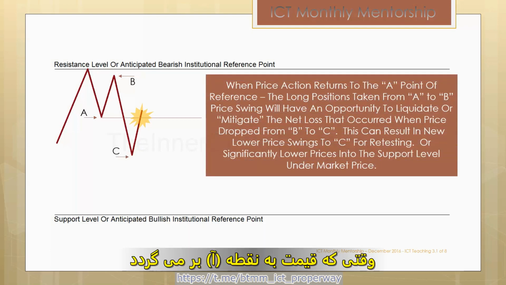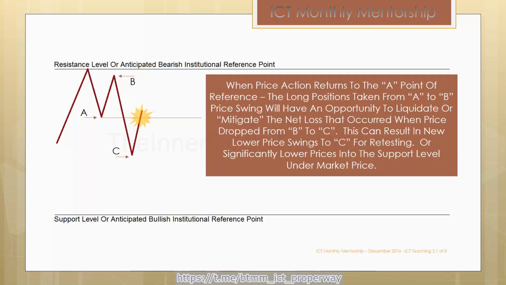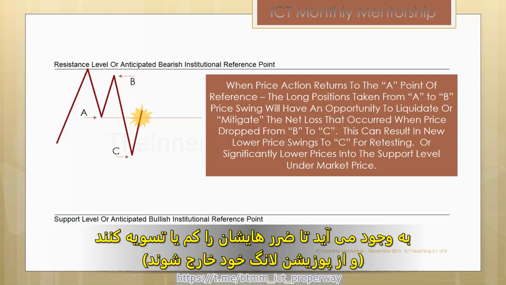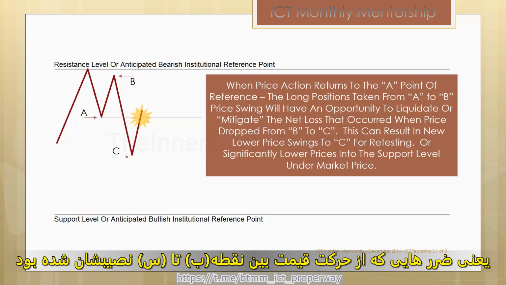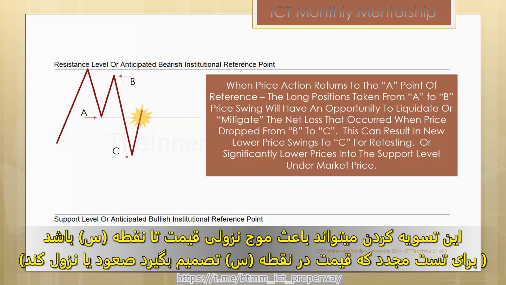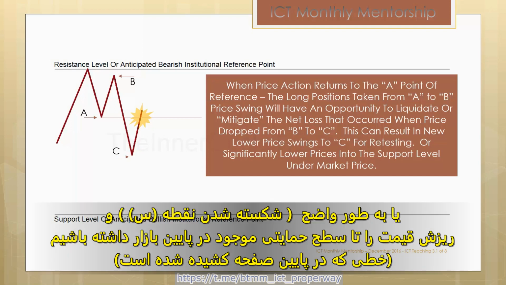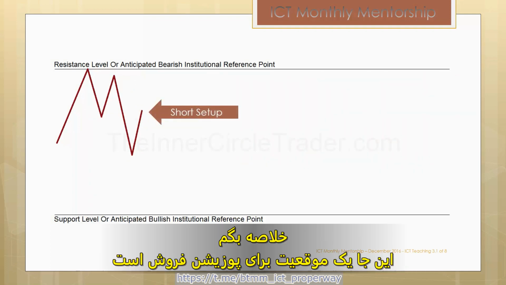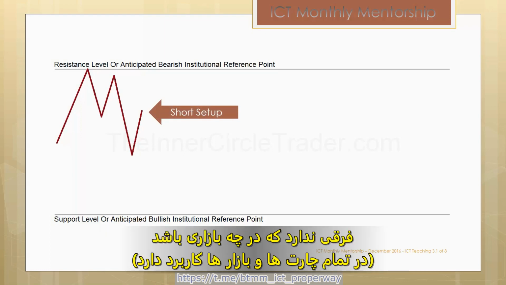When price action returns to the point of A reference, the long positions taken from A to B price swing will have an opportunity to liquidate or mitigate their losses that were occurred during the price move from B to C. Now this can result in new lower price swings to C for retesting, or a significantly lower price move into a support level that's under the market price. In short, this is an opportunity to sell whatever particular market or asset class this is.